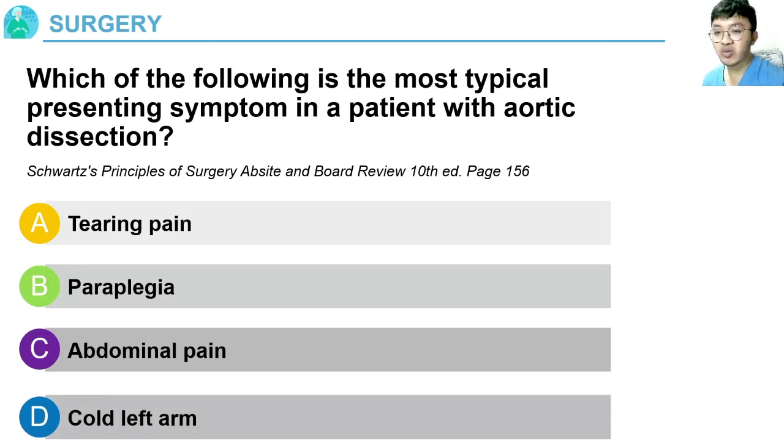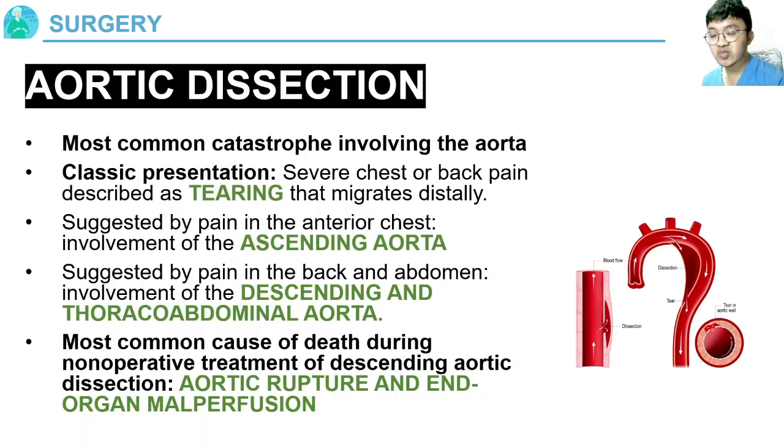Next, which of the following is the most typical presenting symptom in a patient with aortic dissection? So in a patient with aortic dissection, they usually complain of, is it A, tearing pain, B, paraplegia, C, abdominal pain, or D, a cold left arm? So the initial symptom is usually that of tearing chest pain. Aortic dissection is the most common catastrophe involving the aorta. The classic presentation is severe chest or back pain described as tearing that migrates distally. Again, that's a tearing pain, aortic dissection.